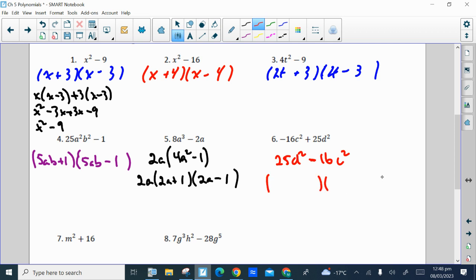So again, if you have a difference of squares and you're factoring it, you'll get two binomial factors. The square root of 25d squared is 5d. Take the square root of both the 25 and the d squared. The square root of 16c squared is 4c. One's a plus, one's a minus. There's your factors.